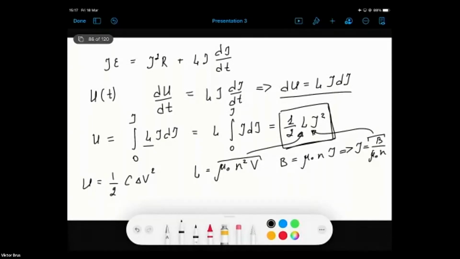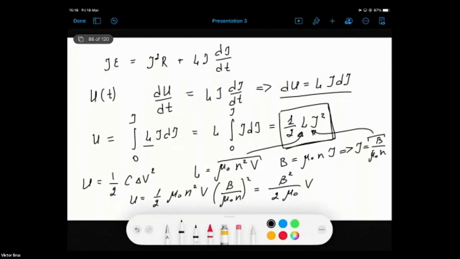In this particular case, we are talking about some solenoid. So the energy is equal to 1/2 mu naught n squared times V, and here will be the magnetic field inside the solenoid divided by mu naught n in second power. So eventually we get the magnetic field magnitude in second power divided by 2 mu naught times V.